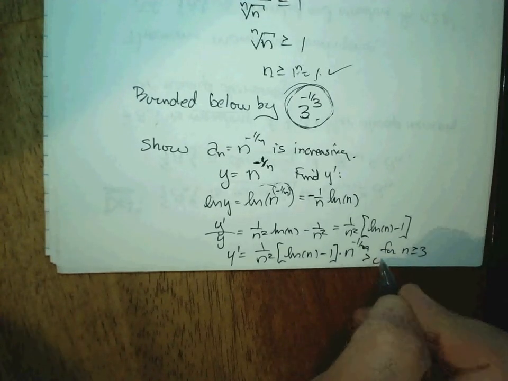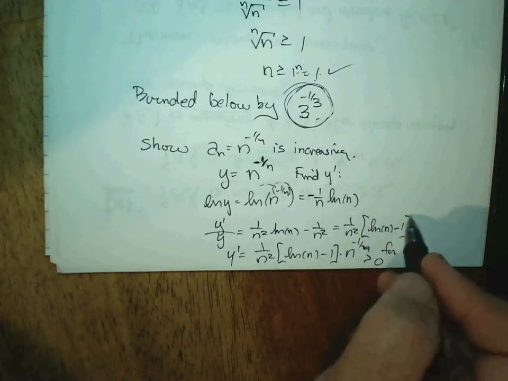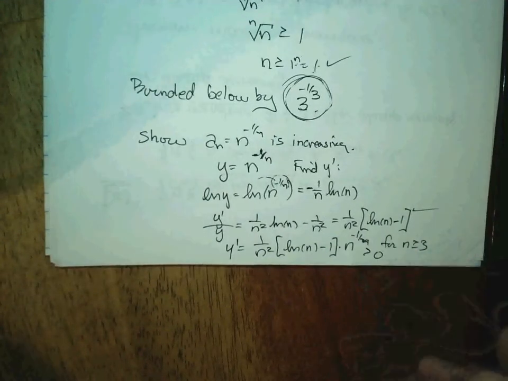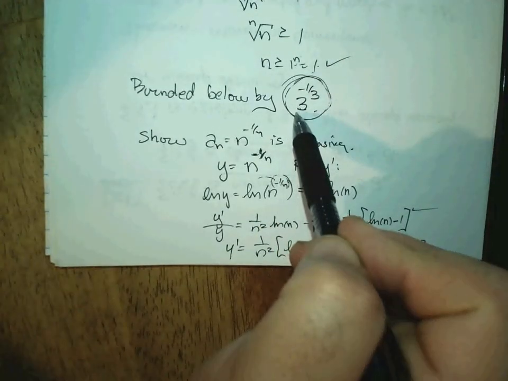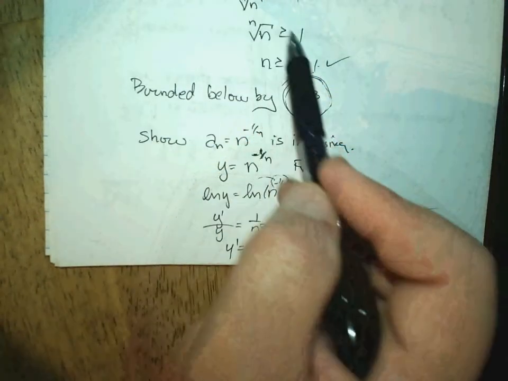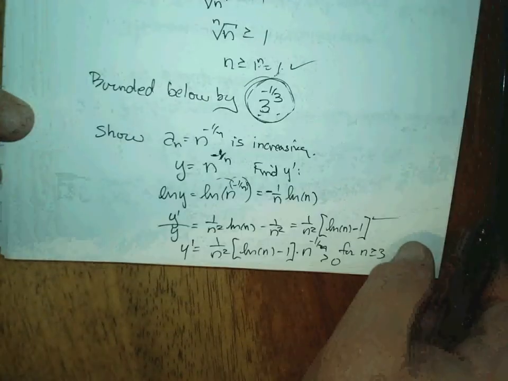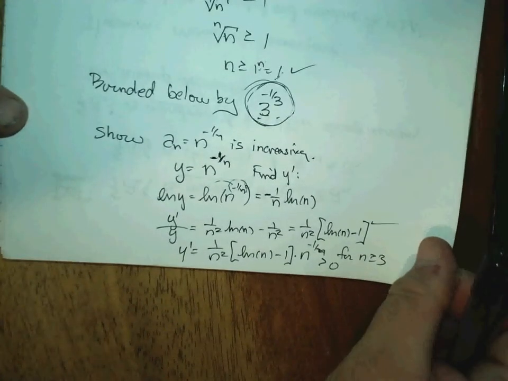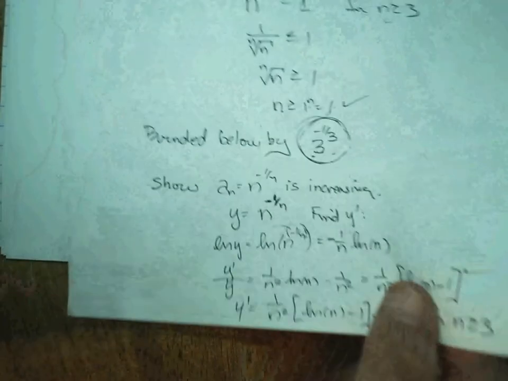And so, for n bigger than or equal to 3, this is going to be positive. A positive derivative means an increasing function. And you're done. You've proven it's monotone increasing. Therefore, you know the lower bound occurs at the first term of the sequence. And we did this work up here to show you what the upper bound of the sequence was at 1. Okay? All right.